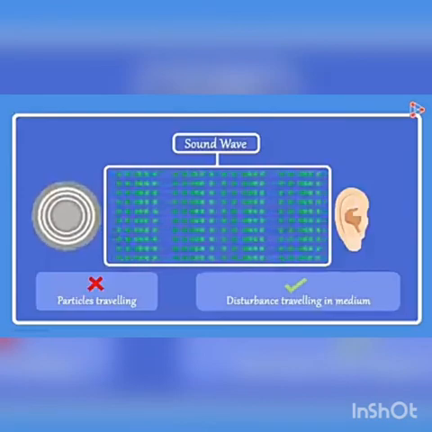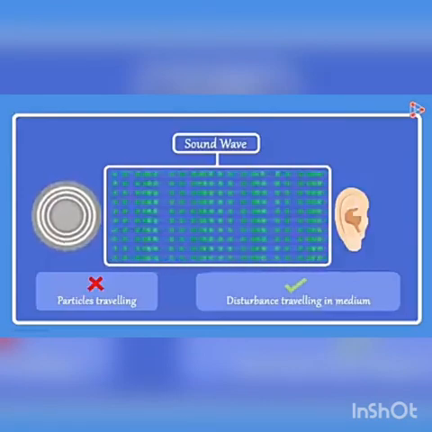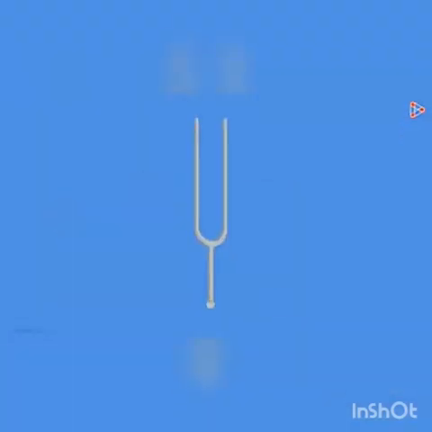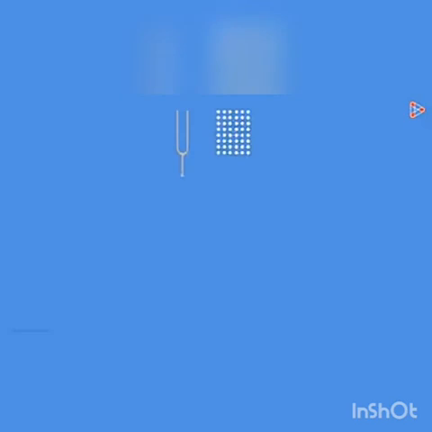But what does this disturbance look like? Let us study this with the help of a tuning fork. Here we take air as a medium of propagation. Here we have a tuning fork made up of steel. This shows the initial condition of the air particles of the medium when the tuning fork is in its original position, that is, when the tuning fork is not vibrating. When we strike its prong on a rubber band, we start hearing a sound.